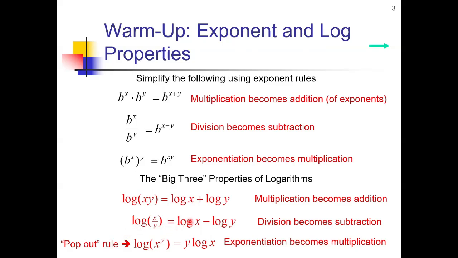Now all of these, it's worth noting, work in reverse as well. If you have two logs being added together, you can multiply their inputs inside one big log. Subtraction, you can turn that into division. If you have a coefficient outside the log, you can pop that in as an exponent on whatever input's already in there. So it goes both ways.